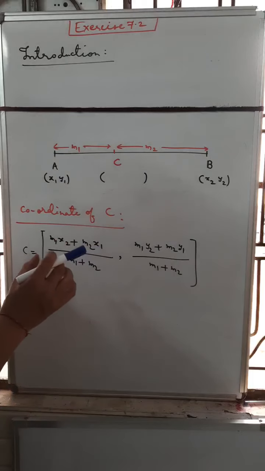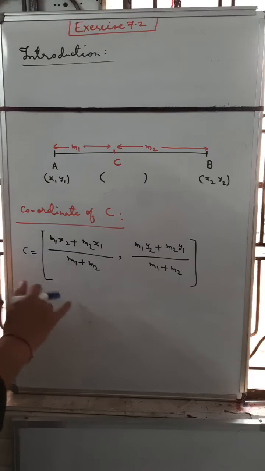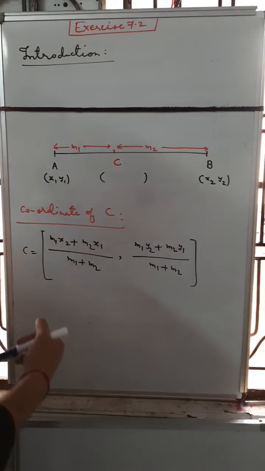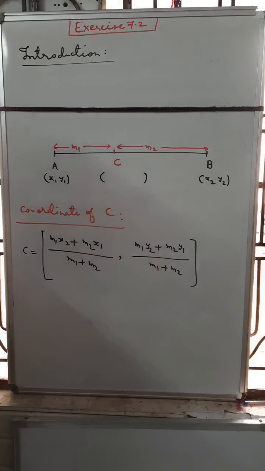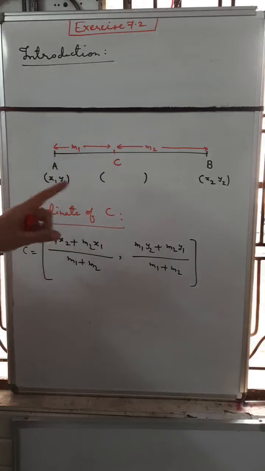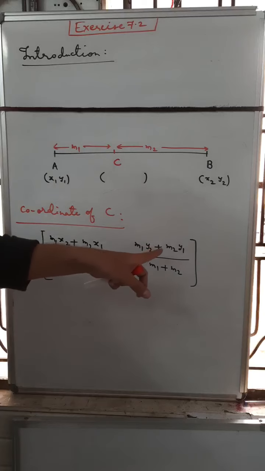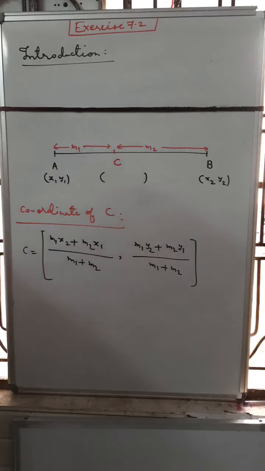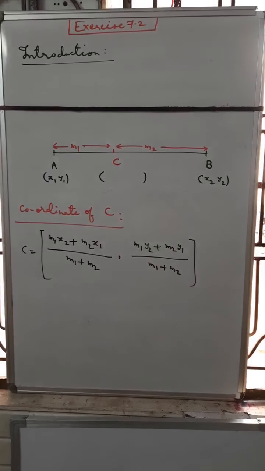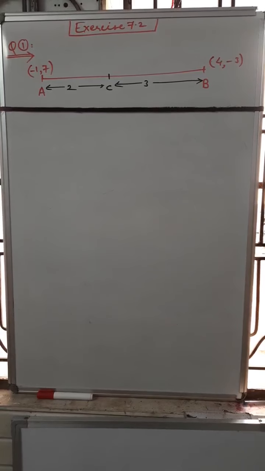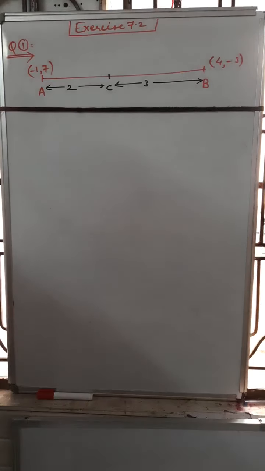So you need to learn it. This formula will be used several times in this exercise. Coordinate of C is equal to m1 x2 plus m2 x1 upon m1 plus m2, comma, m1 y2 plus m2 y1 upon m1 plus m2. You can use this formula for solving many problems of this exercise. Now we will solve exercise 7.2, question number 1.